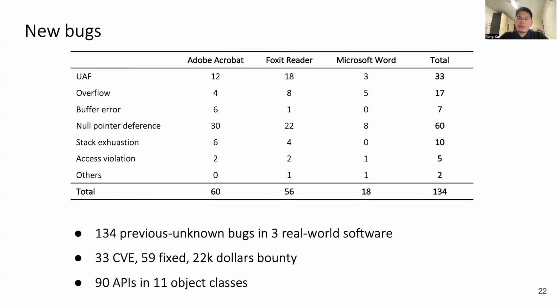We apply Cooper to three real-world programs, Adobe Acrobat, Foxit, and Microsoft Word. In 4 months, we found 134 previously unknown bugs and got 33 CVE numbers, and 59 bugs have been fixed. We were awarded a total of $22,000 bounty. All these vulnerabilities are related to 90 APIs in 11 object classes.